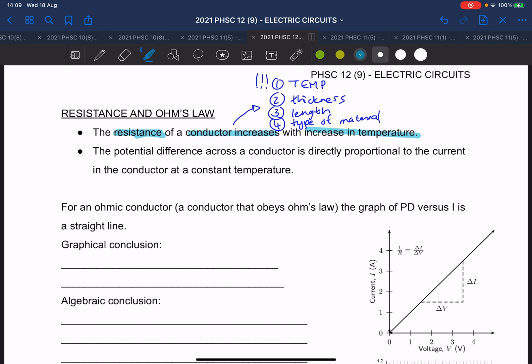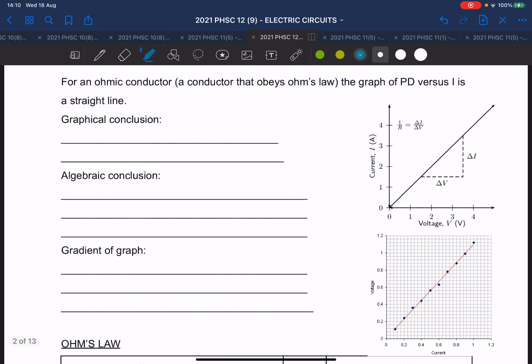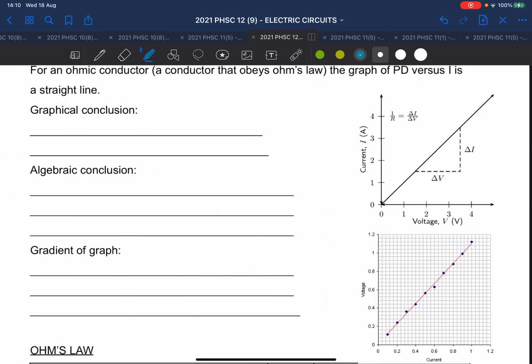Then Ohm's law says the potential difference is directly proportional to the current at a constant temperature. So if you keep that temperature constant, then the rest will remain constant. But if it becomes warmer, then the current will decrease, or the volts might increase. Okay, right. So here on the right hand side we have two graphs.